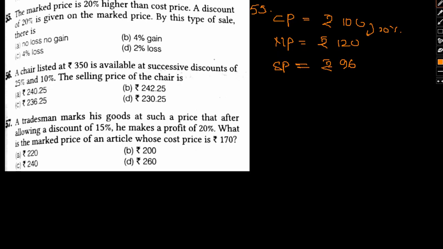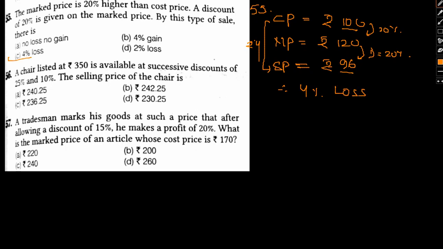Okay, so now what we are being asked is: what is the type of sale? So here you can see CP is 100, SP is 96. So clearly the discount was 20%, okay, discount equal to 20% in this case. We are seeing a loss of rupees 4, therefore 4% loss.